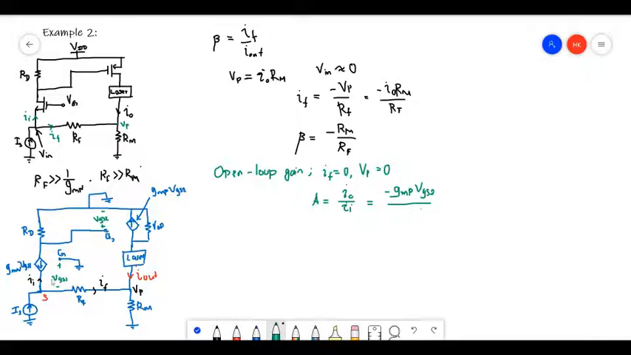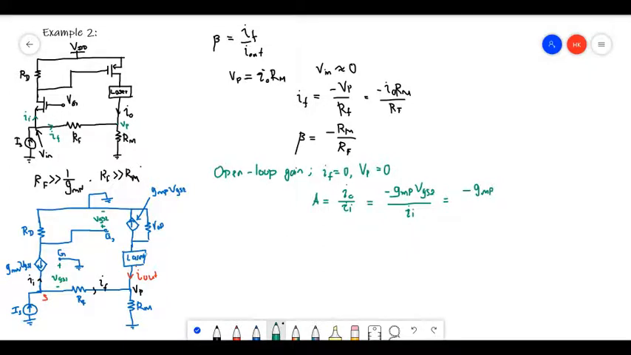And what about the input current? So the input current will be this current, so this current source. Let me keep it as I in. So this is I in, the current going through this. So I need to find VGS2. So what is VGS2?